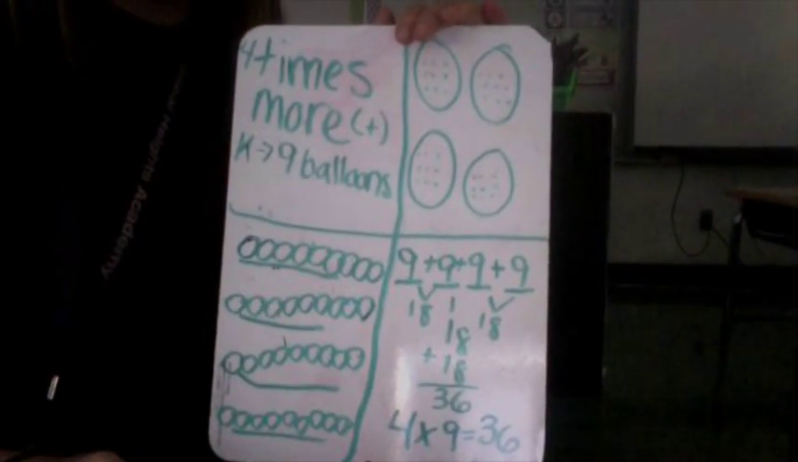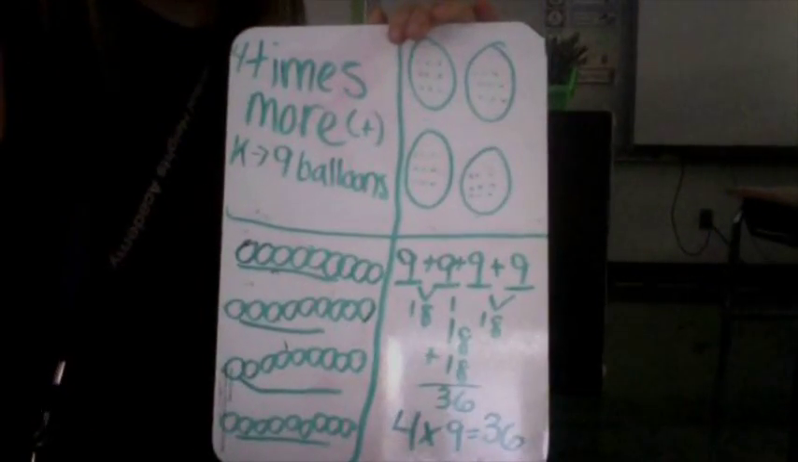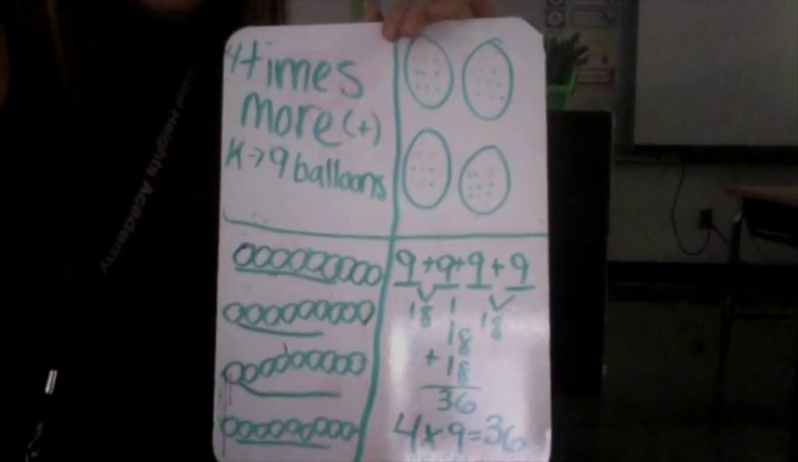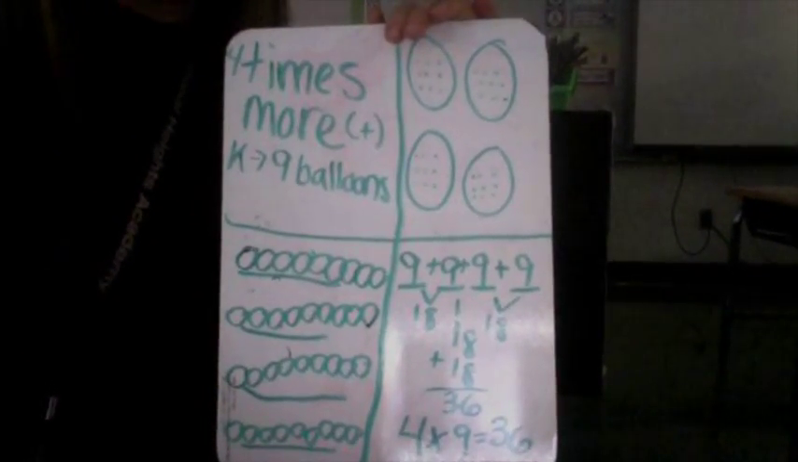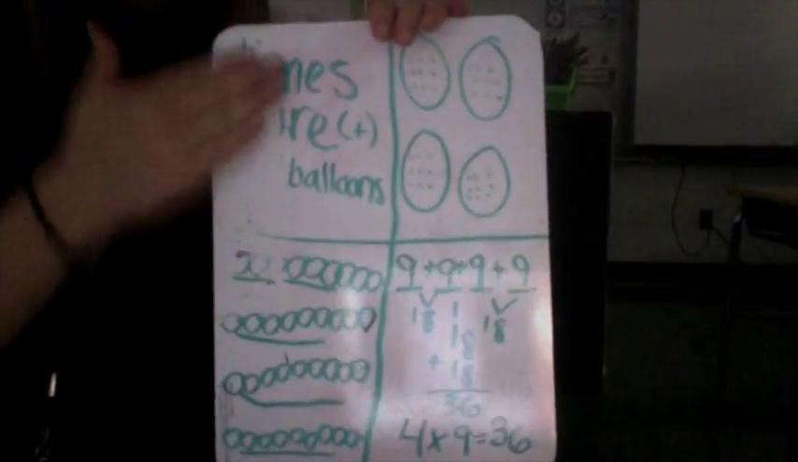But what we should be seeing now is that Mike has got 36 balloons. He has 4 times more than his friend. I think his name was Keith. Okay? Go ahead and erase your board, please. And we are going to try another one. So here comes the next story problem.